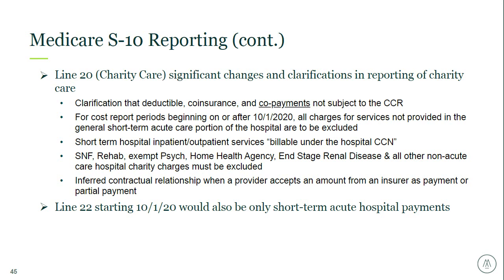Also, CMS has added a section to the new instructions regarding inferred contractual relationships. An inferred contractual relationship exists when a provider accepts an amount from an insurer as payment or partial payment on behalf of an insured patient. That slightly changes previous instructions regarding contracted and non-contracted payers and how to handle those different situations. And then finally, for line 22, starting with 10/1/20, that same logic would apply, that you would now only be including payments from the acute portion of the hospital.